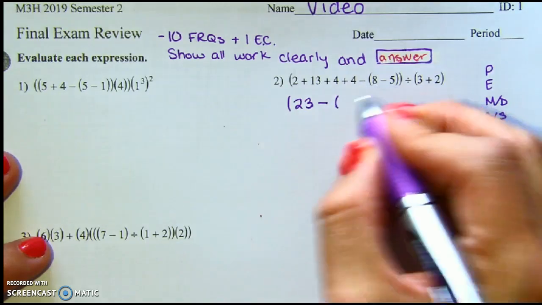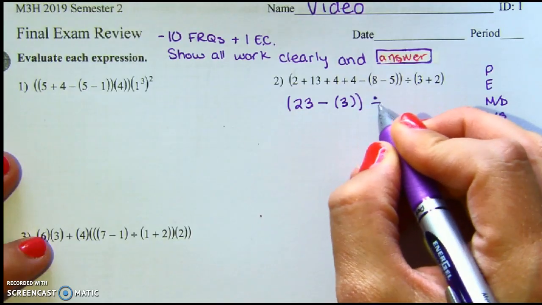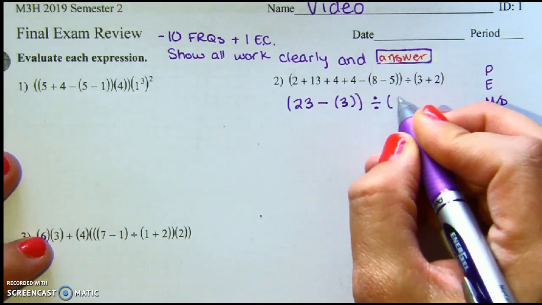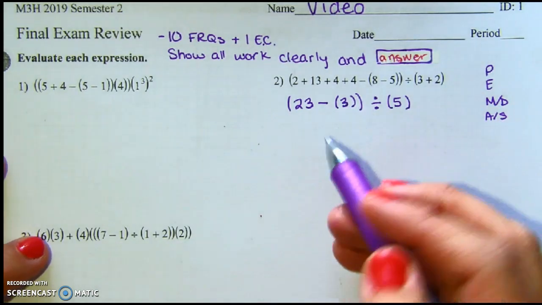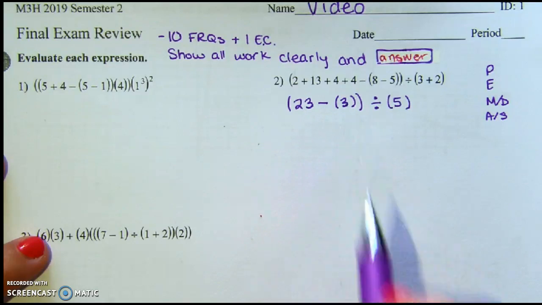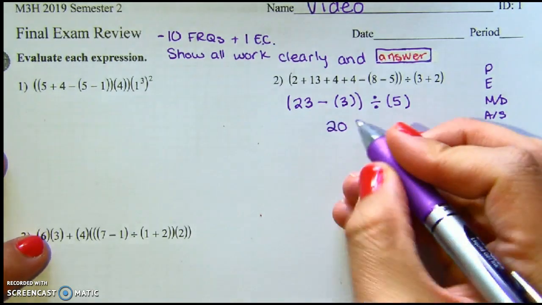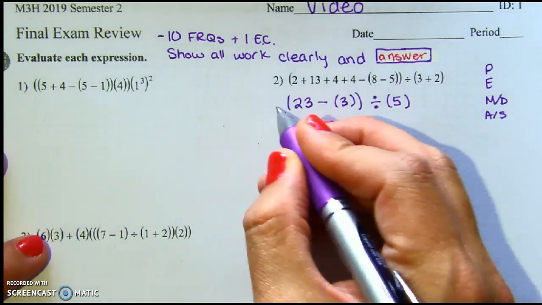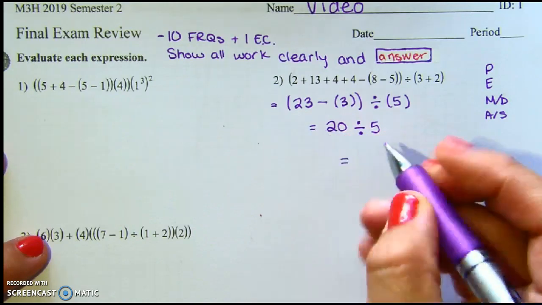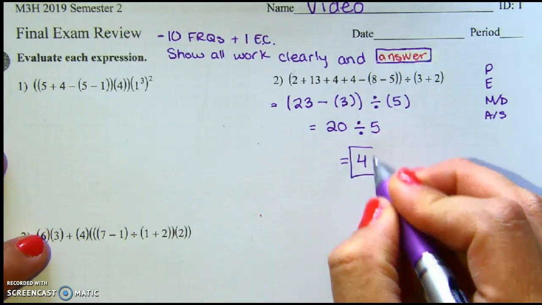Okay, what's 8 minus 5? 3, divided by 3 plus 2, which is 5. I still have parentheses, so next we're going to do 23 minus 3, which is 20, and that gets rid of those parentheses. So now we have 20 divided by 5 equals 4, and then I'm going to circle the answer.